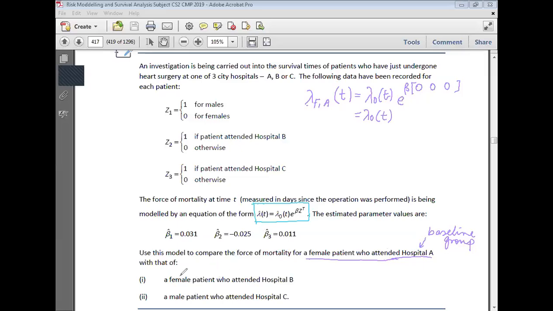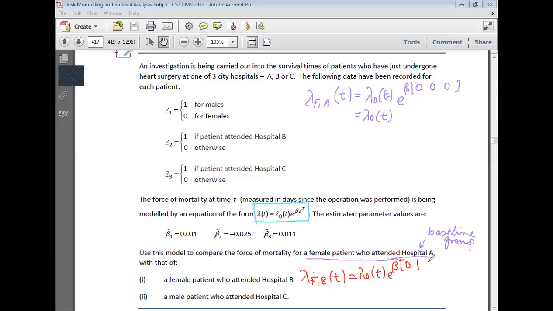Okay, so now if we try to write down our lambda for the first case, what will we have? Anyone? So again, I have a female who attended hospital B. So what should I write here? Lambda 0 t e raised to beta. The first value of the covariate will be 0 for female. For attending B it will be 1, and for Z3 it will be 0.